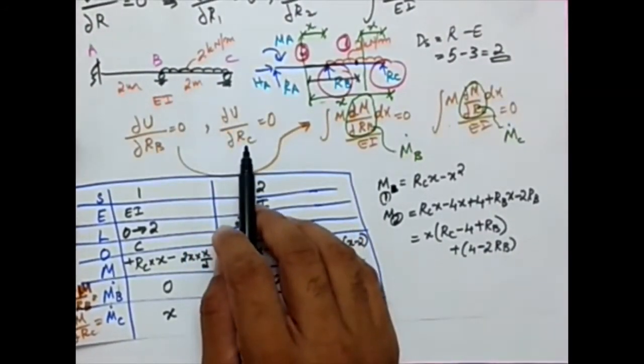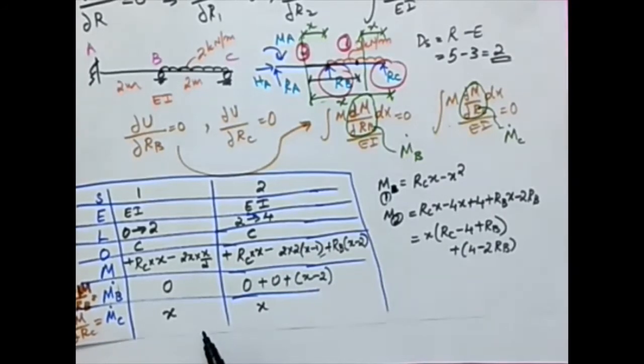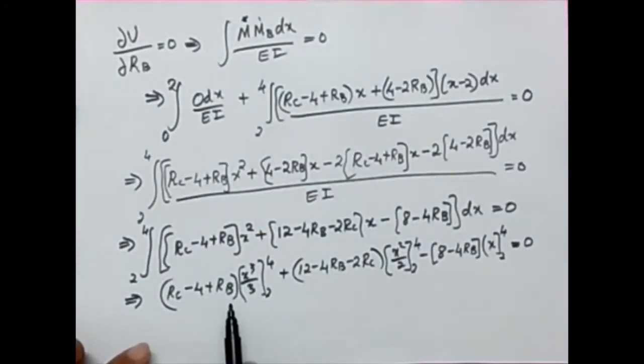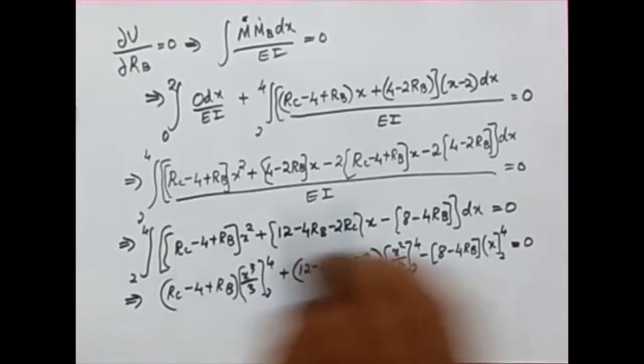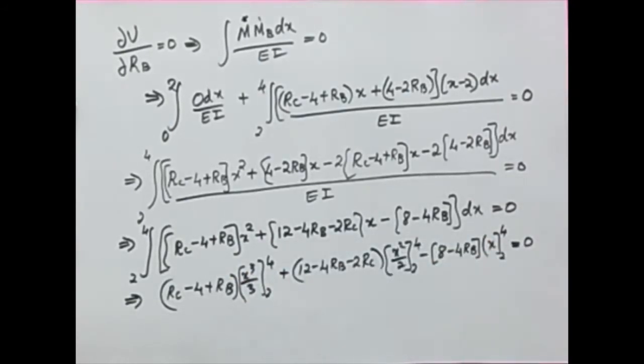Similarly, from the second equation, that is dou u by dou rc, I'm going to get another expression which will also be having rb and rc involved. So I'll be getting two equations, and in those two equations the unknowns will be rb and rc. On solving those two equations, we'll be getting the value of rb and rc. That's what this strain energy method of solution is. Okay, so I'm going to give you the expression when I substitute the value of x in this equation, substituting the limit in this equation. We are going to get an expression which is going to look something like this.